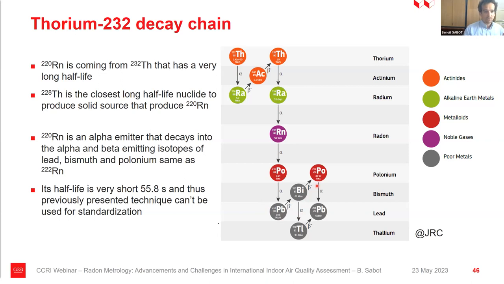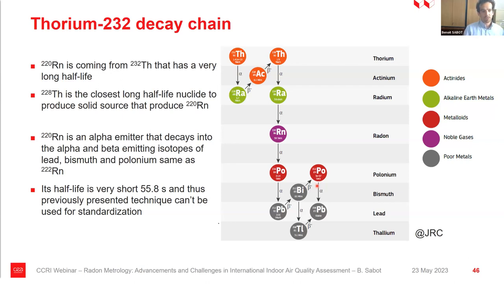So when you speak with the people dealing with those due to thorium, they told me that it's extremely different than those due to radon. So it's not because you have 300 becquerel per cubic meter of thorium that it will be as dangerous as 300 becquerel per cubic meter of radon 222. So that's why it's important to be able to measure both separately and to make sure you don't mix them when you are doing a measurement.